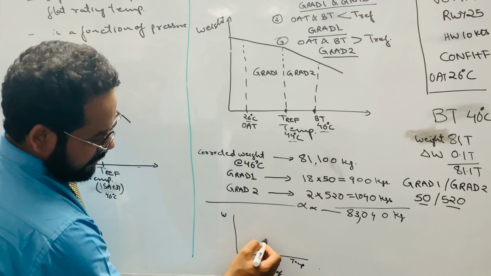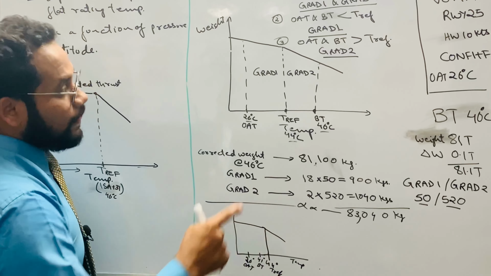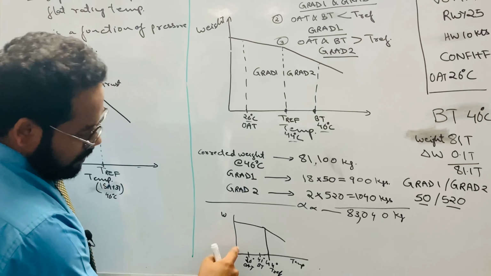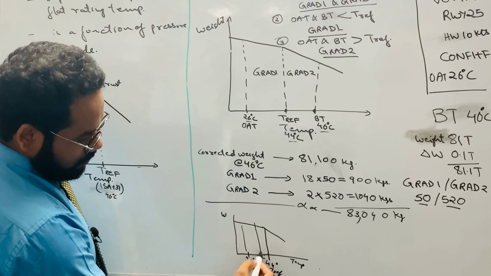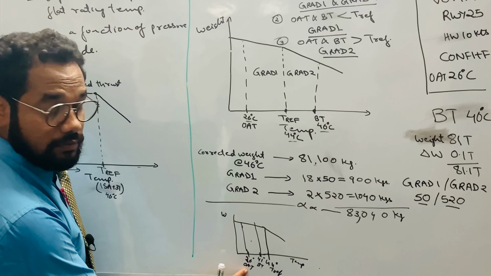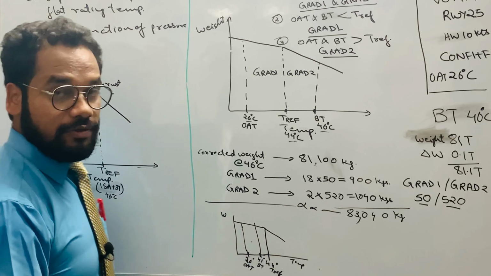So in this case, this is the T ref. Let's draw a straight line up like this. In this case, only grad 1 is applicable. Okay, so how do you apply grad 1? For grad 1, you have to find out the difference between the lowest temperature and OAT. So how much is it? 26 and 41. What is the difference between them? 41 minus 26 becomes 15. Okay, so this is the difference between these two.